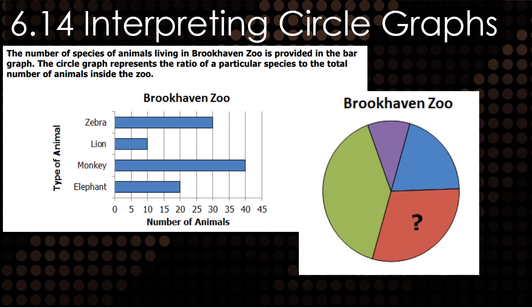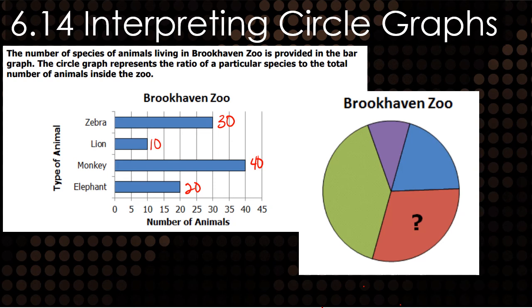So now you might see something like this. The number of species living in the Brookhaven Zoo is provided with this bar graph below. The circle graph represents all the different ratios of the particular species to the total number of animals in the zoo. So let's take a look at our bar graph here. We can see that there are 40 monkeys in the zoo. We can say that there are 30 zebras, 20 elephants, and just 10 lions.